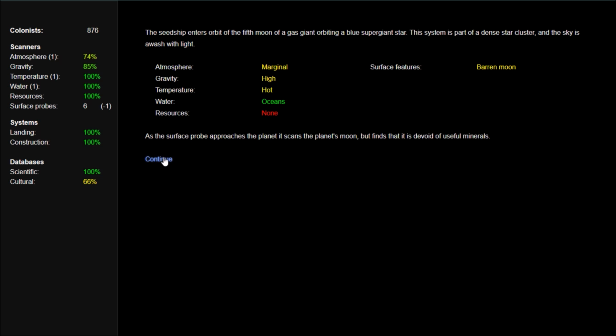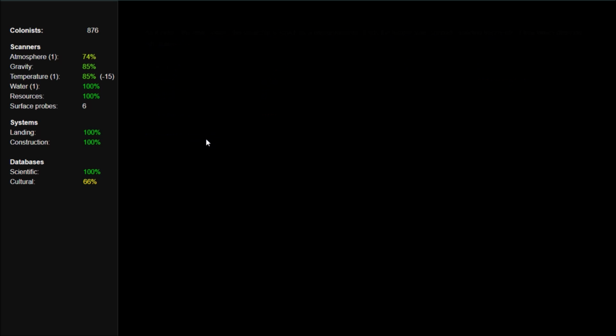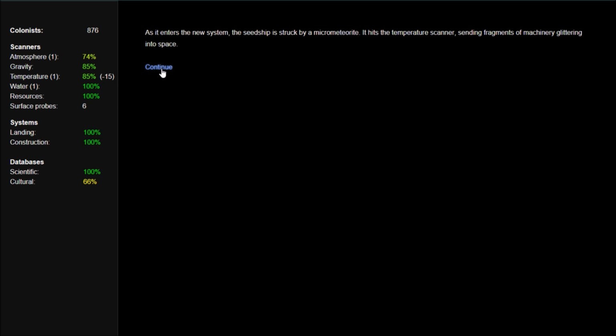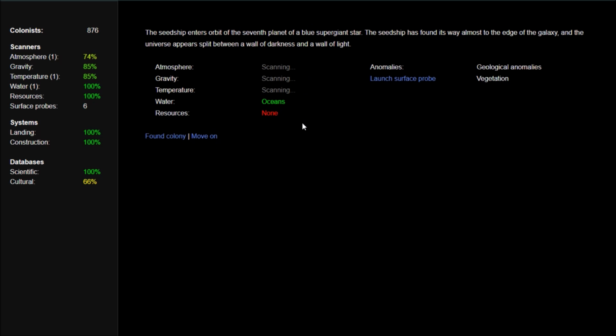The moon is barren. Plants are poisonous. Animals are useful. Okay, we're going one more planet. Enters the new system. Seedship is struck by a micrometeorite. Temperature system's been taken down. Seventh planet of a blue supergiant star.